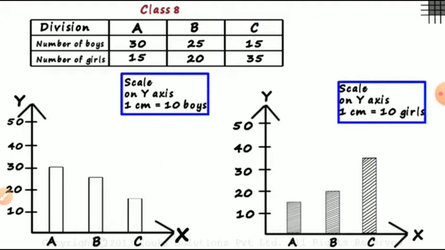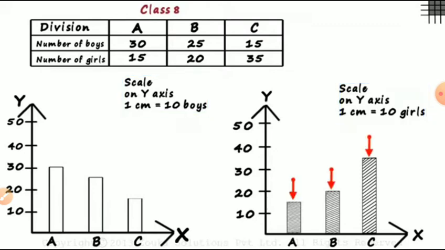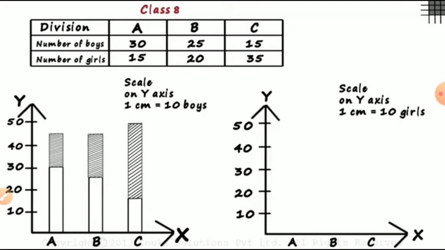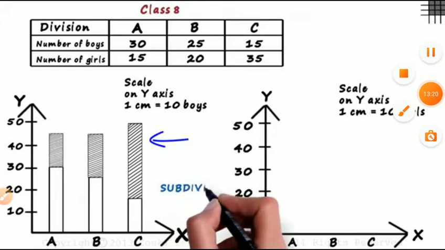As the scale is the same, we can just place these bars on top of these bars. Division A on A, B on B, and C on C. Now we have just one bar graph. These kinds of graphs are called subdivided bar graphs.